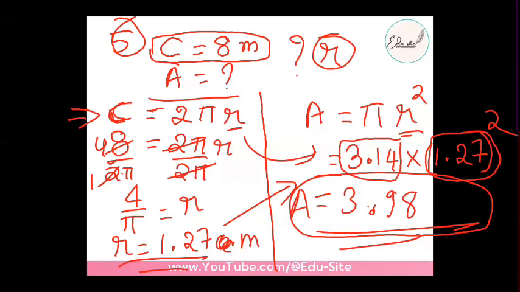Wait, I'm calculating it again. First you have to do 1.27 squared, 1.27 into 1.27, and then multiply by 3.14. I guess it would be around 3 to 4. Yes, it is almost 4 centimeters squared. Yes, this would be right. Oh, 6.41. Are you sure?